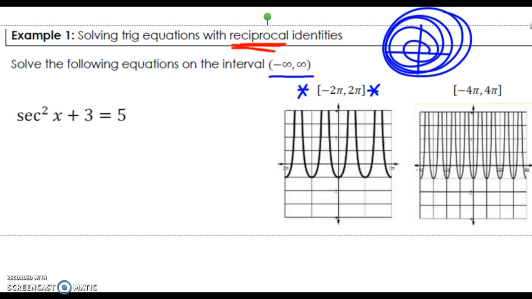Just like what we did yesterday, you want to make sure that you isolate that trig expression. So you're going to get secant squared equals 2. This is like your variable, so go ahead and square root each side. So secant of x equals plus or minus radical 2. Now from here, this is typically what I do.